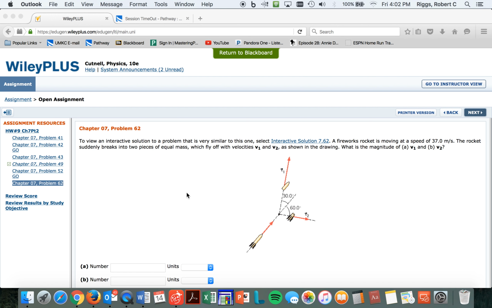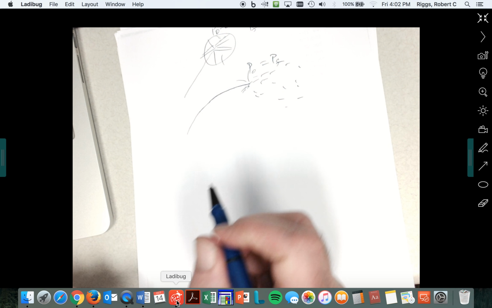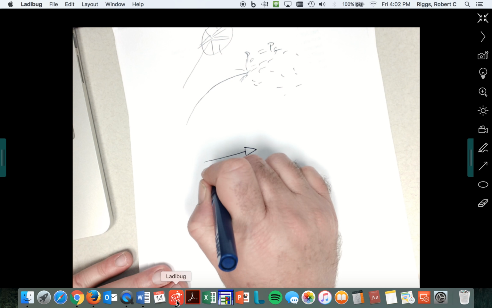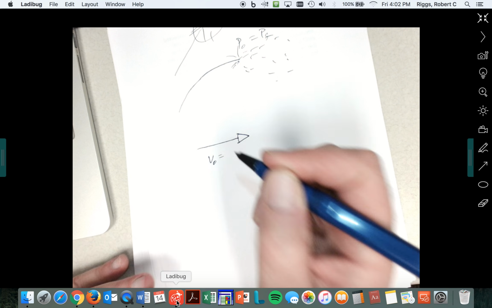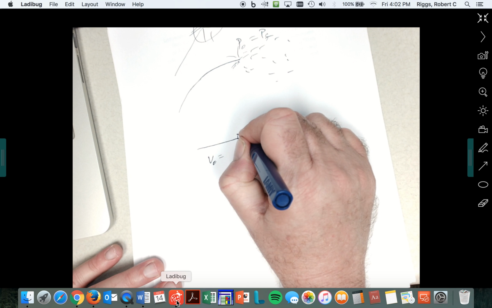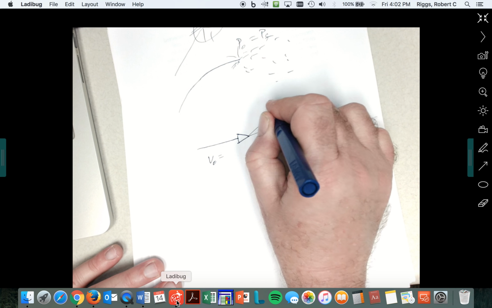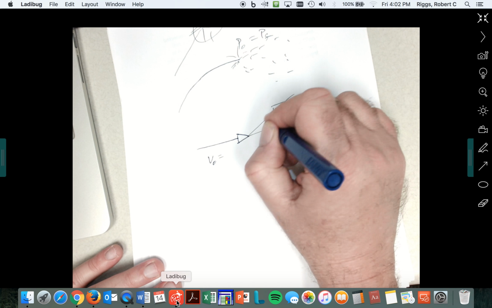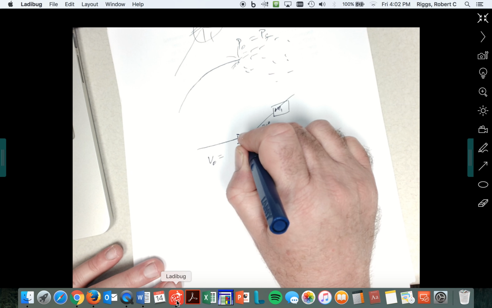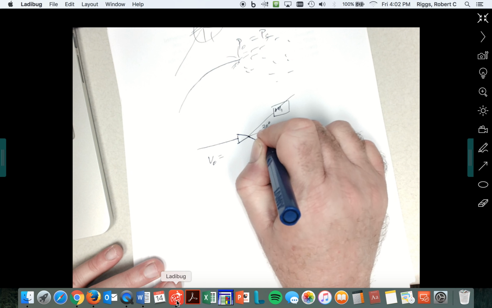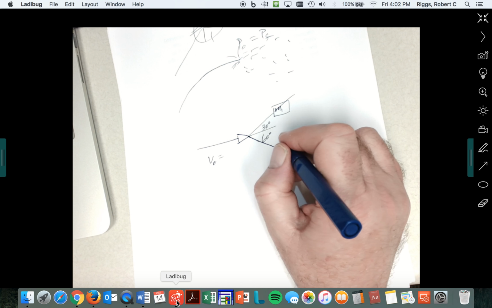All right, now, this is the way I want you to set up this problem. You've got the rocket coming in like this. Here's our rocket where v naught is equal to whatever it is. And then it splits up. It blows up. One little piece of mass goes this way at 30 degrees, and one little piece of mass goes this way at 60 degrees down like this.